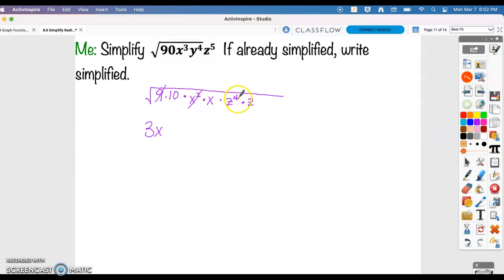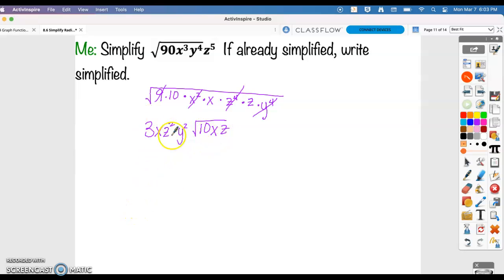Square root of z to the 4th, okay, square root of 4 would be z to the 2nd. Sorry, I forgot y. Let me go back. And that would be y to the 4th. Okay, and then the y would come out. Square root of 4 would be to the 2nd. And then what is left on the inside would be 10x and 1z.